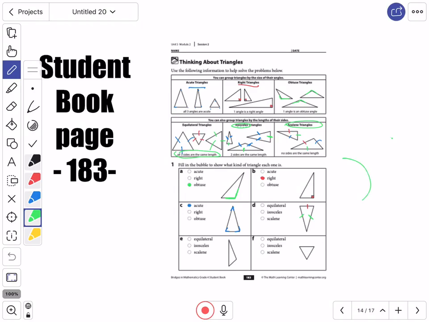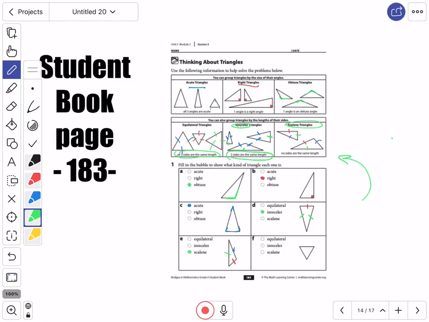Looking at D, it's either equilateral, isosceles, or scalene. When I look at it very carefully, I see that this guy right here is short, but the other two sides are the same length. And if I look back up at this chart over here, when there are two sides that are the same length, that is called an isosceles triangle, okay?